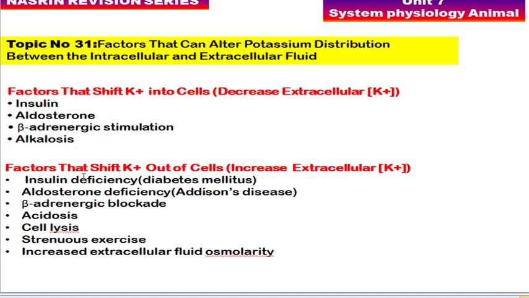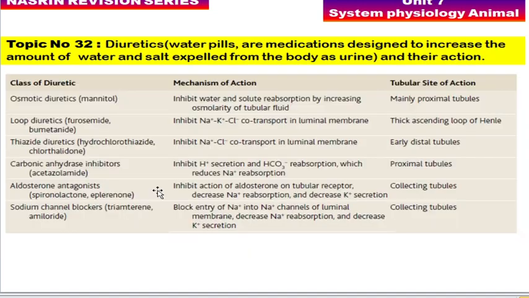Next, the factors that shift K plus out of the cell, which increases extracellular potassium concentration, include insulin deficiency, that is in the case of diabetes mellitus. Next, aldosterone deficiency, that is in the case of Addison disease. Then beta adrenergic blockade, acidosis, cell lysis, strenuous exercise, and increase in extracellular fluid osmolality all will shift the K plus ion out of the cell.